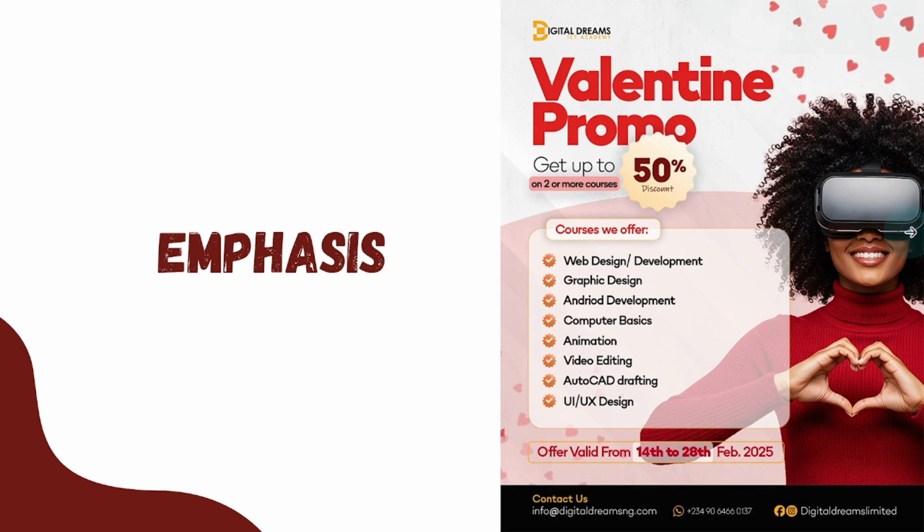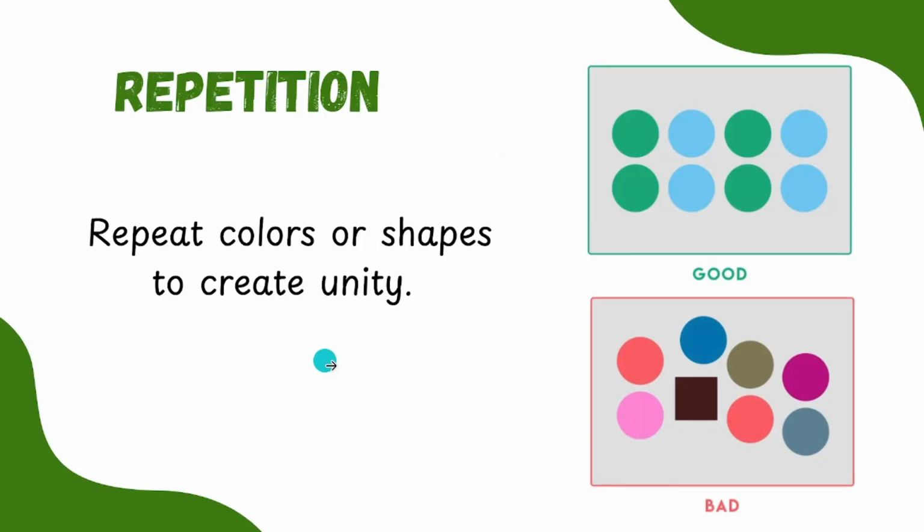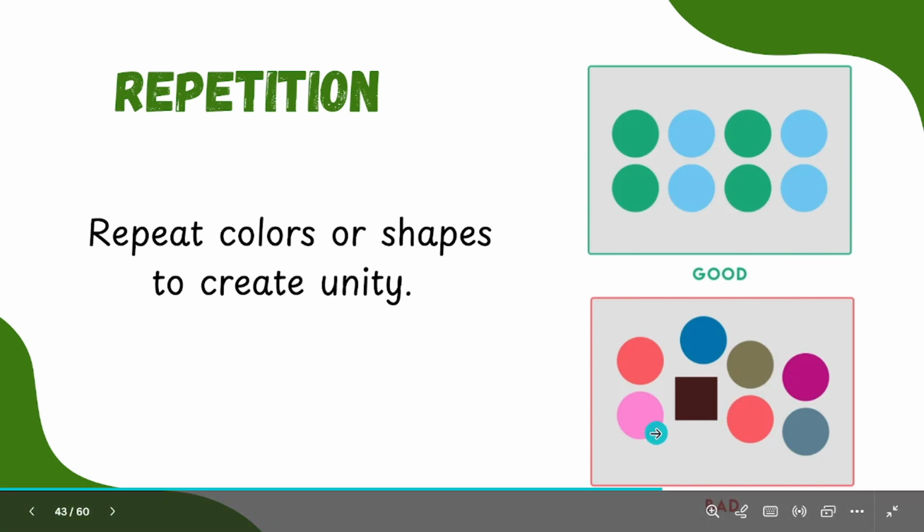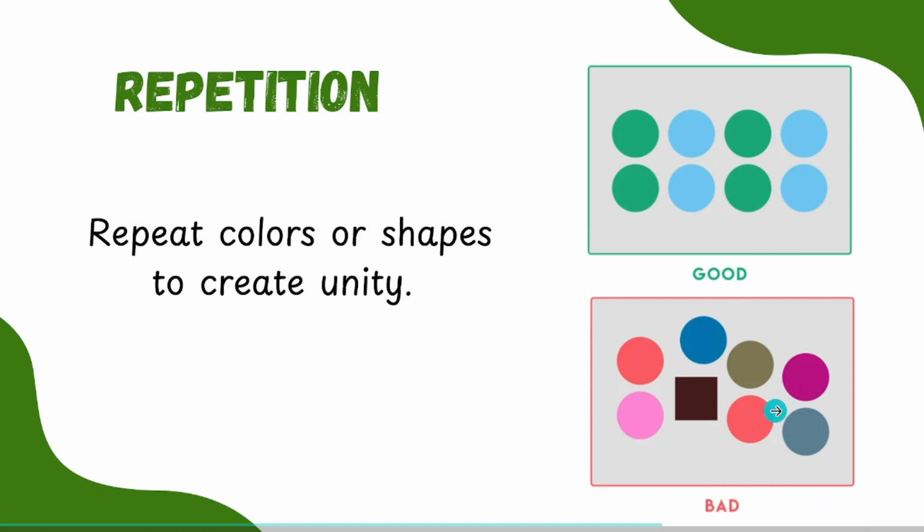Do you understand? So now we have what we call repetition. In design, it's advisable that you repeat colors or shapes so that you create unity. Do you get? If you look at the illustration here, we use the same shapes right here and we repeated colors. We have green, we have blue, we repeated the green color and we have blue. But here, we have different shapes and different colors, and it makes your design not look good. So when you're designing, it's usually best to repeat shapes and repeat the colors that you are using.